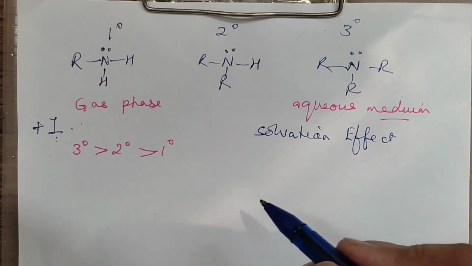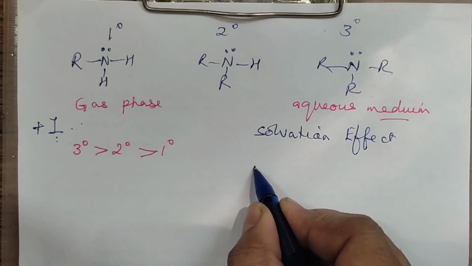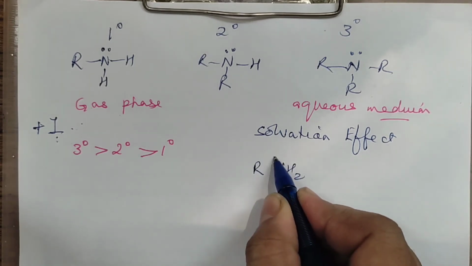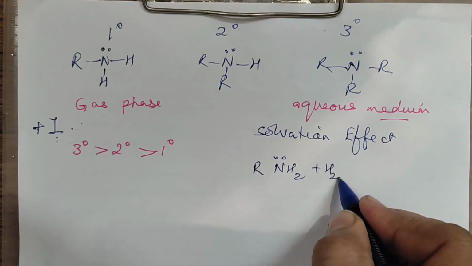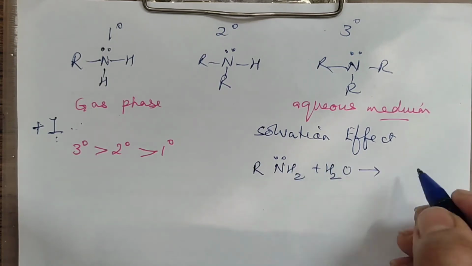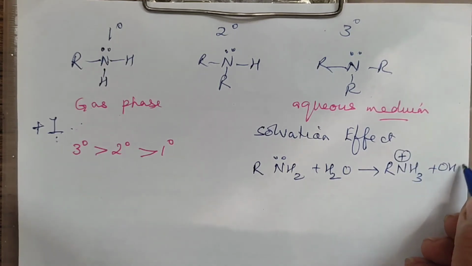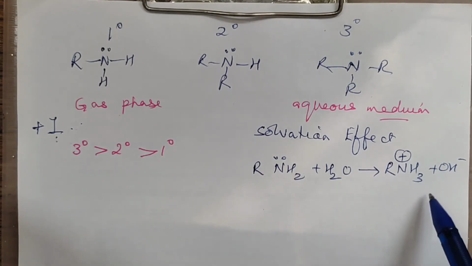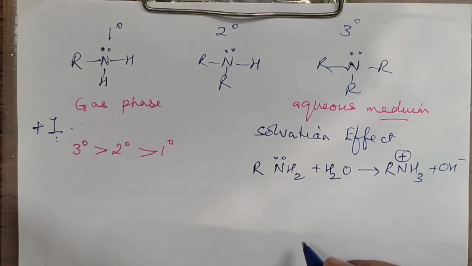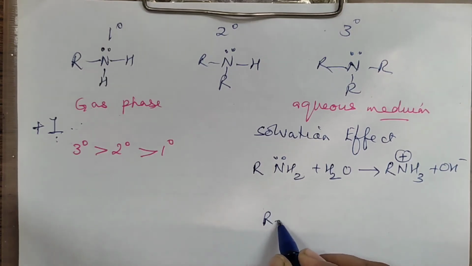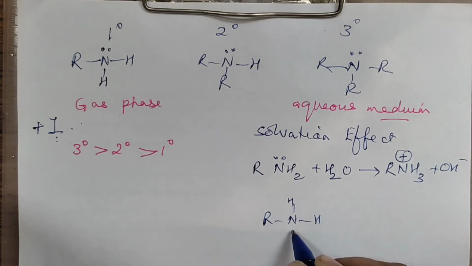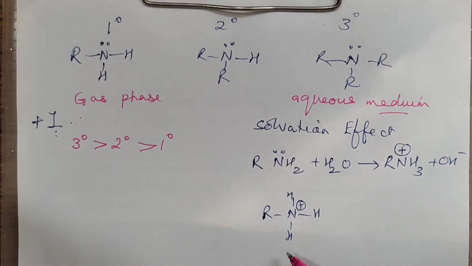That means for those amines which you are considering, say if I am talking about RNH2, that is a 1 degree amine, if you put this in water, it takes this H from here. As I told you earlier, it will result in the formation of RNH3 plus and will liberate OH minus. That means it is forming an ion, RNH3 plus. I'm just opening this up and writing. Now this particular ion which is formed can be solvated to a greater extent.